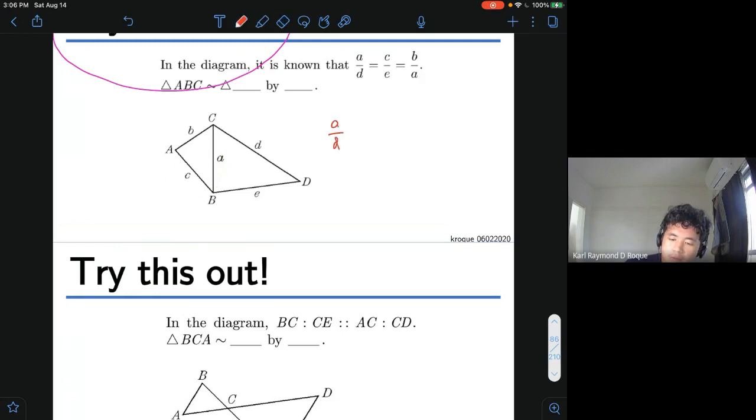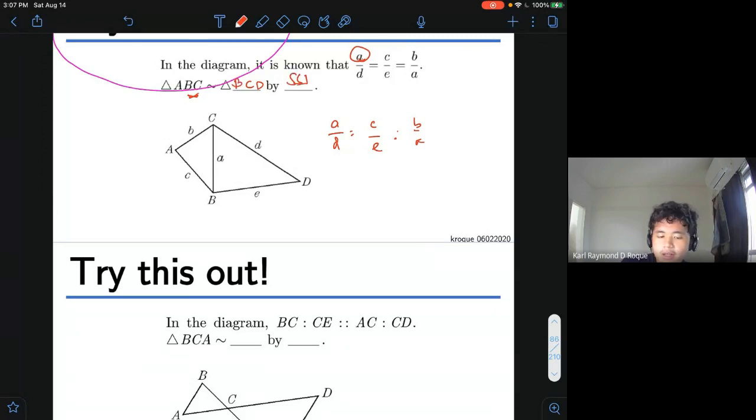A is to D equals C is to E equals B over A. So, how can we do this? BC is to CD. Maybe, let's try. C is to E. So, B. Let's try and see.